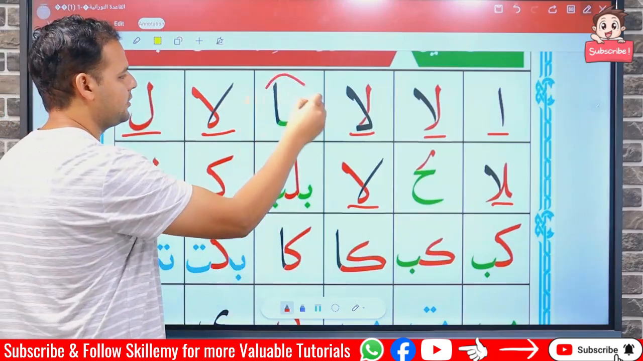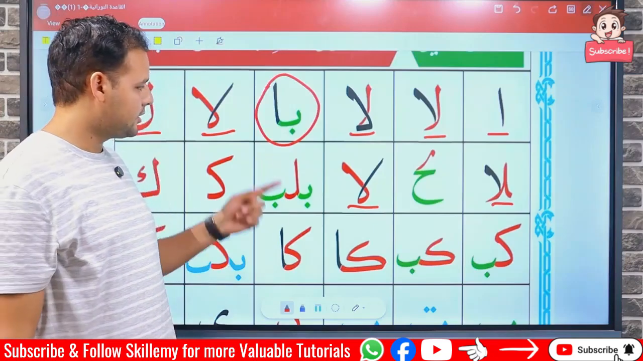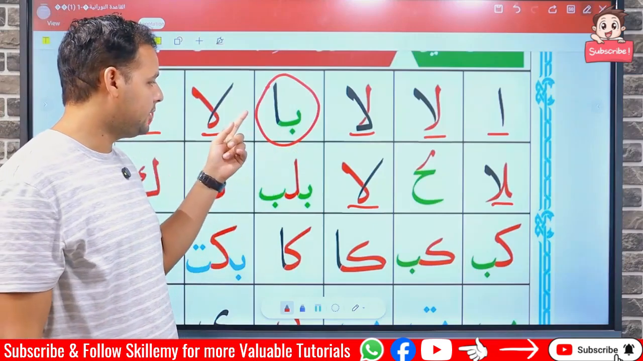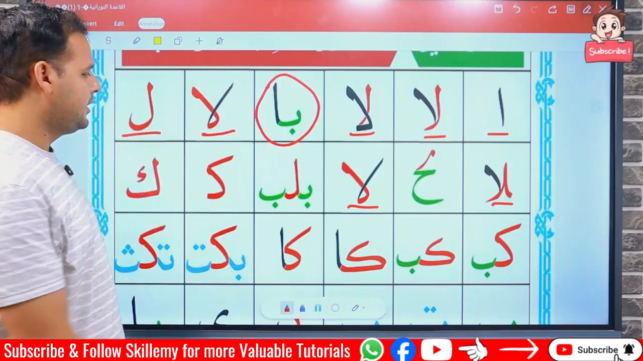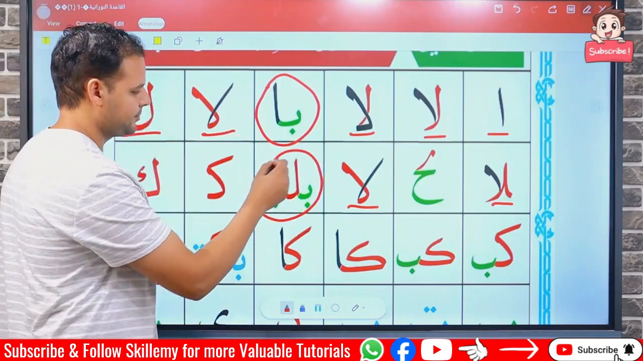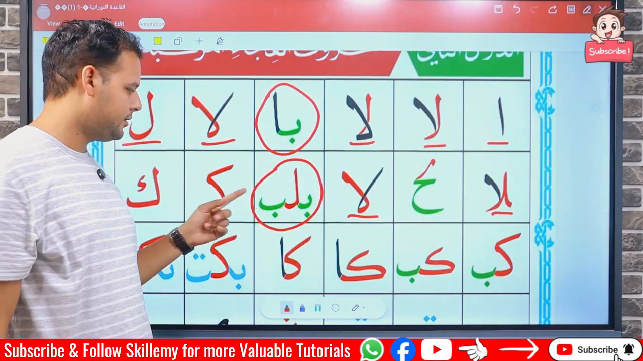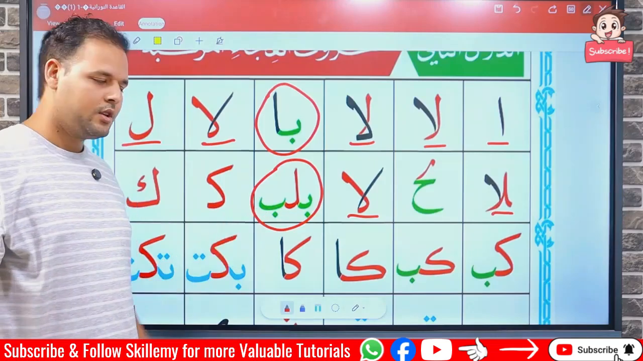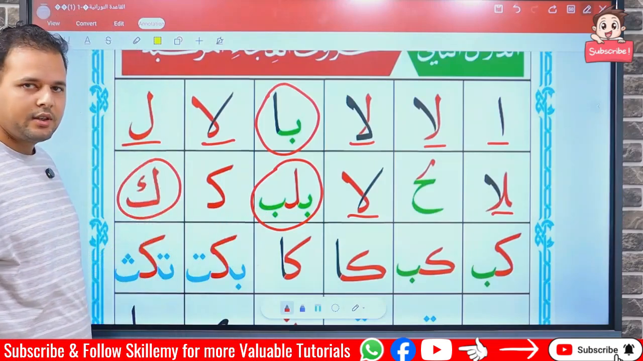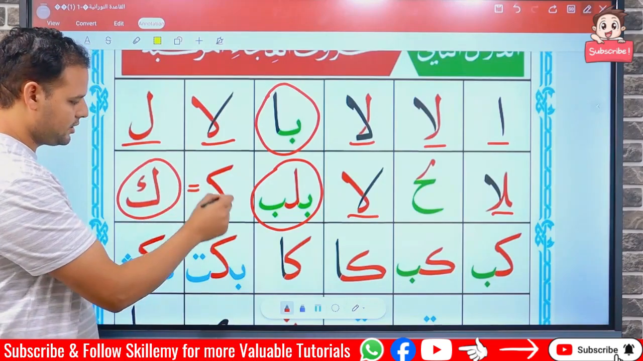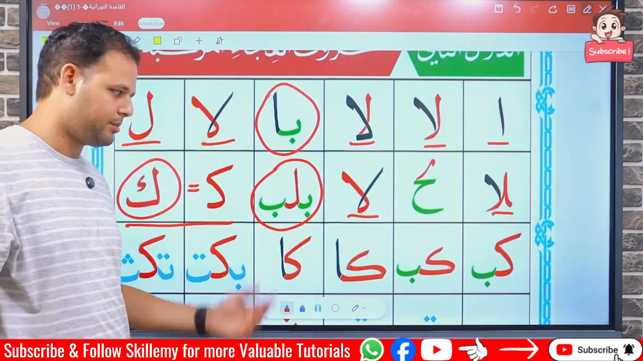So here, there are 2 letters. What are they? Here there is Ba and A. Together, see, Ba, A. Here, for example, we have 3 letters: Ba, La, Ba. Alright, now, you know this letter, it's Ka. It's the same as this one. So this is Ka and this is also Ka. It's the same letter, just a different shape.